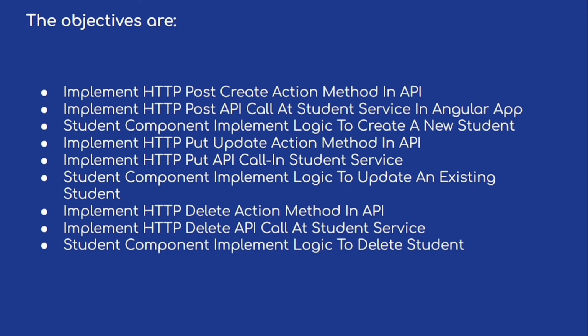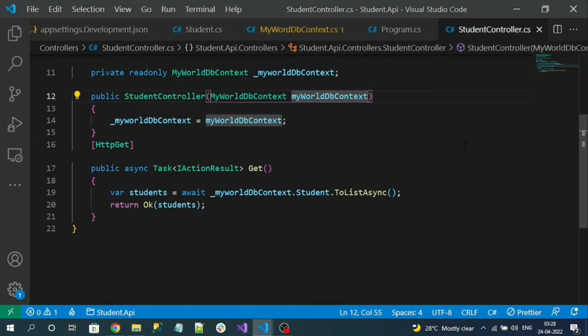So our next objectives are implementing the HTTP POST create action method in the API project, implementing the HTTP POST API call in the student service in the Angular app, and in the student component implementing the logic to create new students. Then implement the HTTP PUT update action method in the API project, implement the HTTP PUT API call in the student service in the Angular project, and in the student component implement logic to update an existing student. And implement the HTTP DELETE action method in the API project, implement the HTTP DELETE API call in the student service in the Angular project, and finally in the student component implement the logic to delete the student.